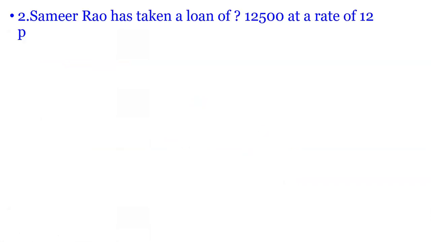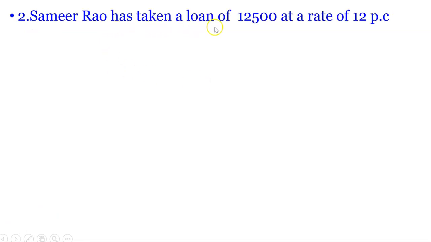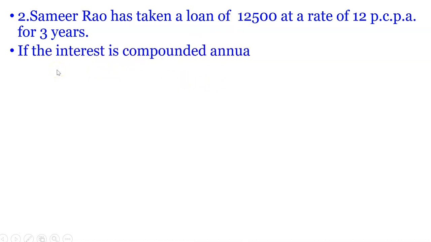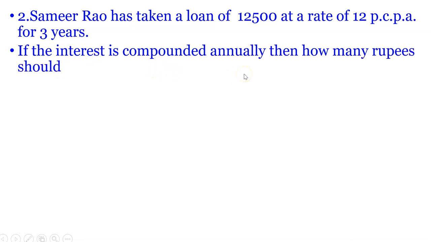Now the next example. Samir Rao has taken a loan of rupees 12,500 at a rate of 12% per annum for 3 years. I forgot to write the rupees sign here. If interest is compounded annually, then how many rupees should he pay to clear his loan?